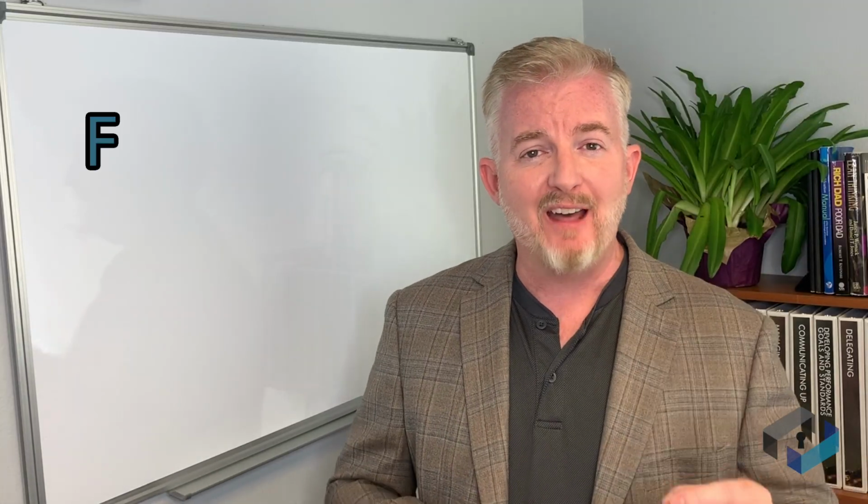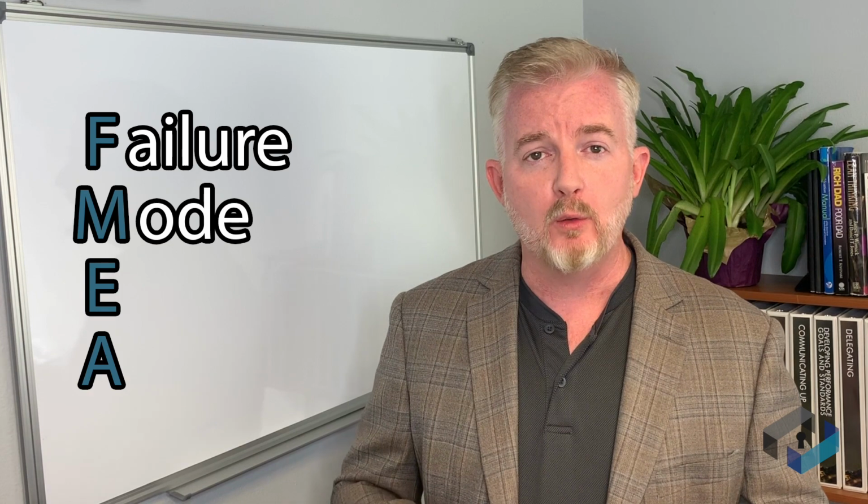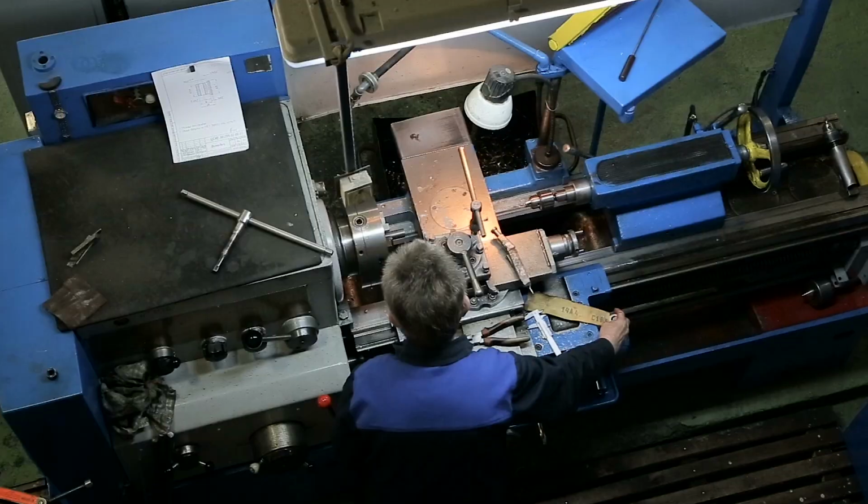Hello folks, today I am going to share with you a process to identify and rank quality elements within your organization so that you can take steps later to improve them. This process is called FMEA, Failure Mode Effects Analysis.